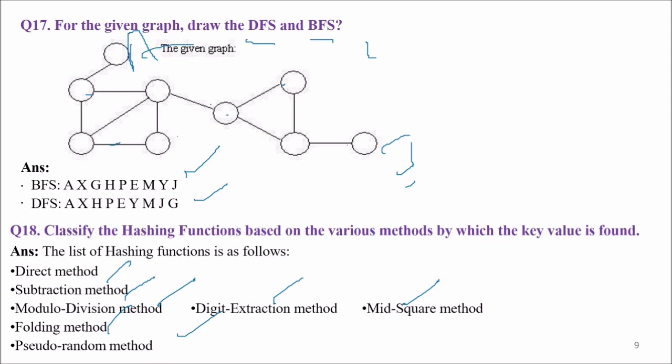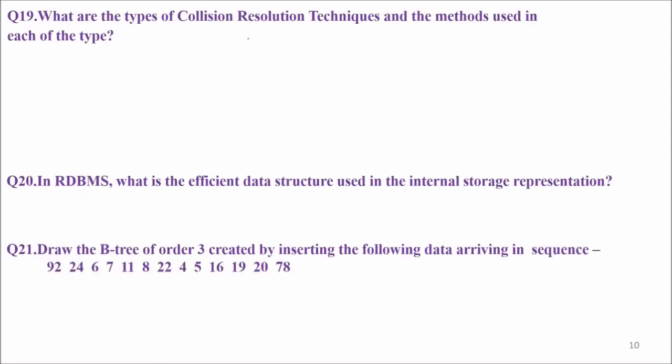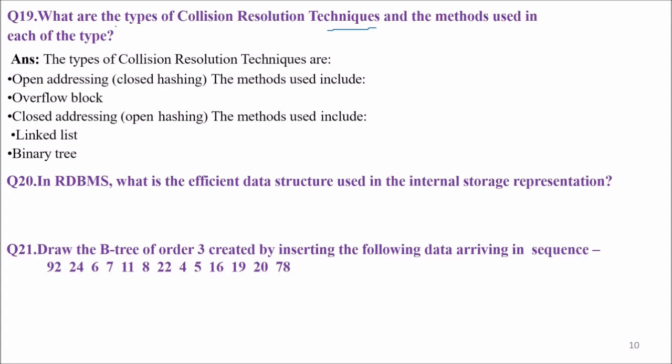The next question is: what are the types of collision resolution technique and the methods used in each type? So these are the collision resolution techniques. Open addressing. The method used in this is overflow block. Closed addressing, that is open hashing. We use linked list and binary tree here.